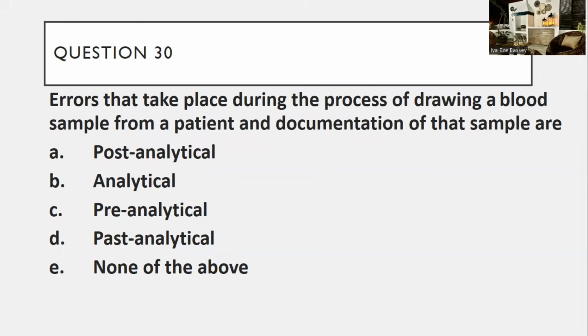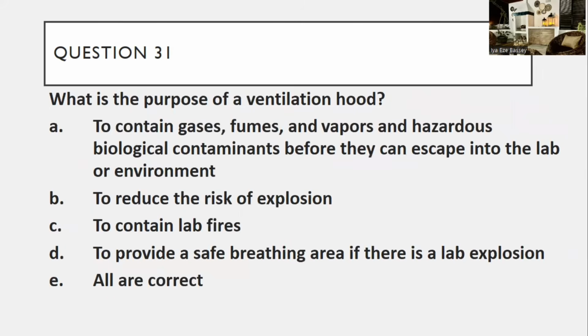So errors that take place during the drawing of a blood sample from a patient and documentation of that sample are usually, A, post-analytical, B, analytical, C, pre-analytical, D, post-analytical, E, none of the above. So let me see what you're going to choose. If you did choose pre-analytical, yes, you're correct. So question 31.